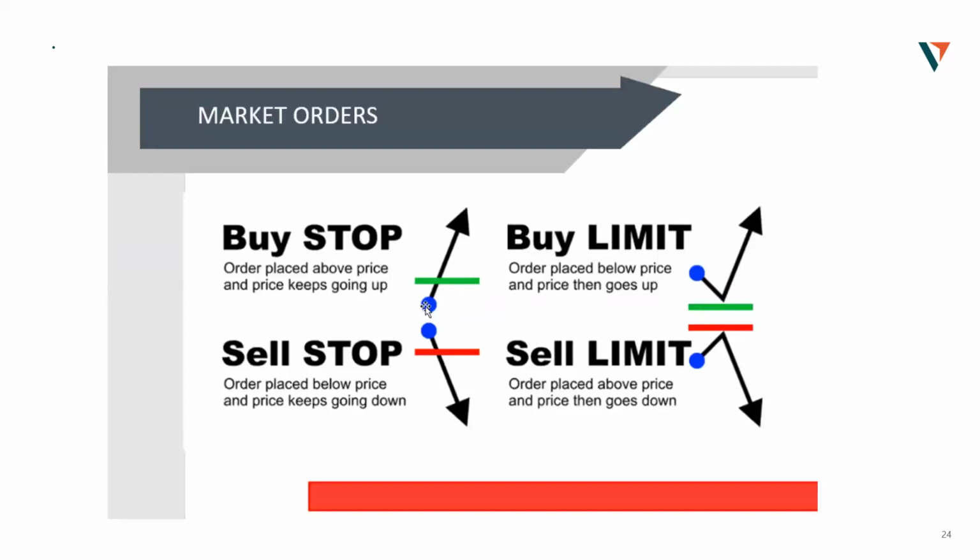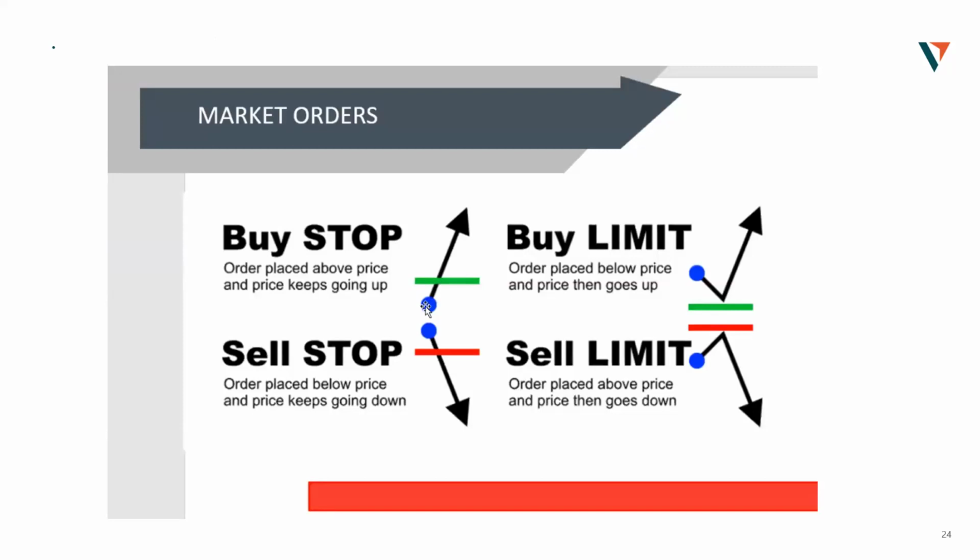So when price moves from the blue bar and gets to the green bar, the trade becomes an active trade. It activates in the market. It becomes an active trade. So from that point now, you are in the market. From that point now, your trade is running.